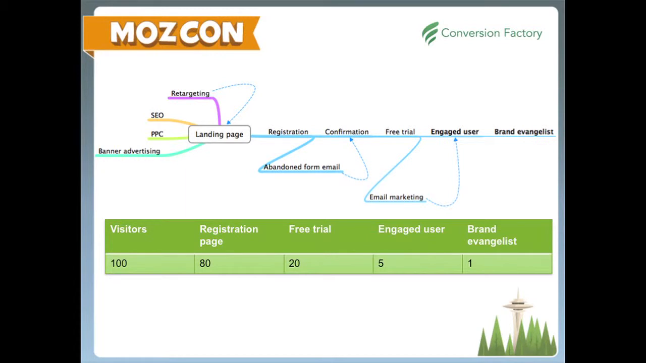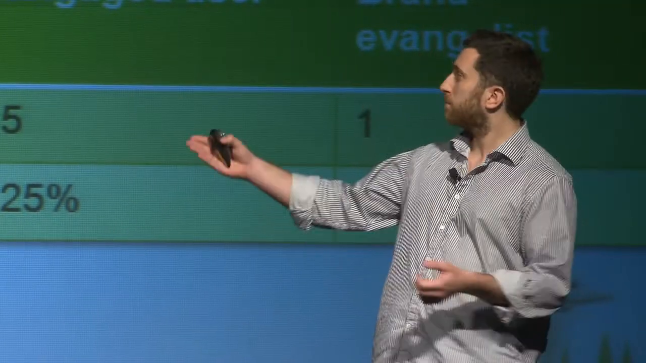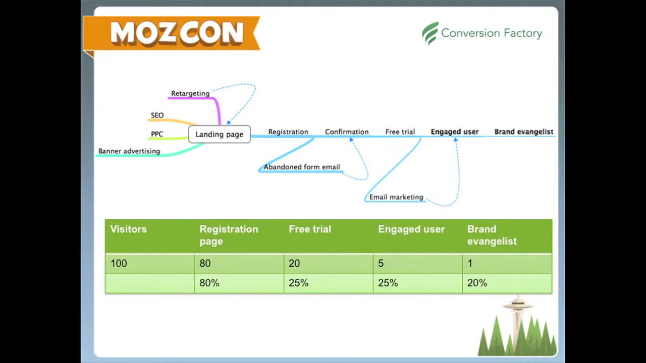So again, starting from the left-hand side, if we say that 100 visitors come to our page, of whom 80 get to the registration page, and then 20 of those sign up, of which 5 will continue after the free trial and 1 will become an evangelist, then this is a basic kind of sales funnel that we can use. We're now going to apply a fairly simple model to this, in terms of the conversion rates associated with the entire sales funnel.